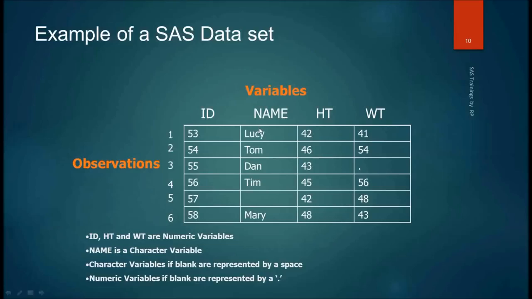So in SAS we have 2 types of variables. One is character variables and one is numeric variables. The name here is a character variable, and the remaining ID, HT and weight are numeric variables. In SAS, a missing character value is represented by spaces, and for a numeric variable SAS represents a dot as a missing value.